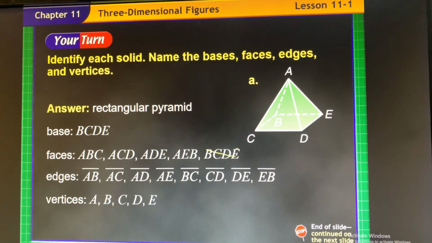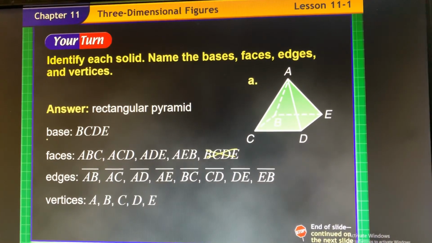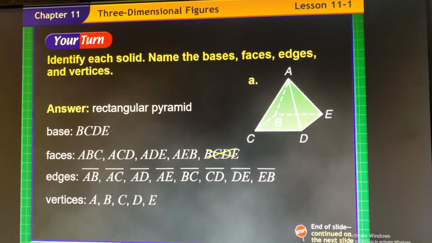You don't need to put this in there. And then your edges and your vertices. You just want to make sure you get them all. And if you notice when you do your edges, you have 4 on the bottom, and then you have 4 going around the side. So it's just 4 times 2 would get you your answer.